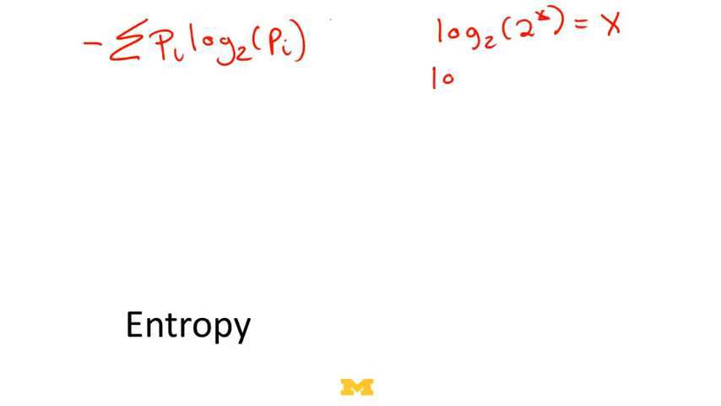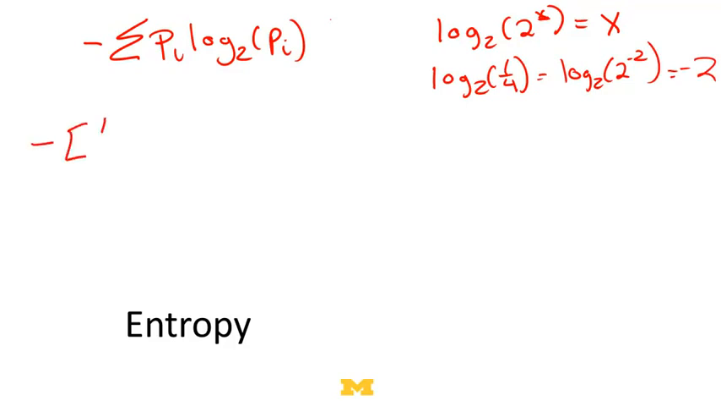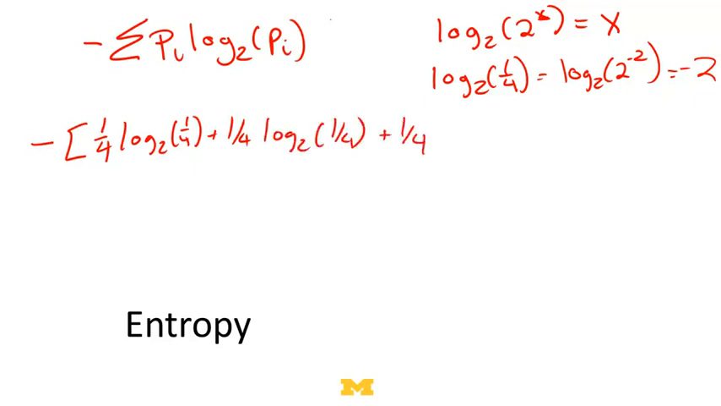So if I take the log base 2 of 1/4, that's going to equal the log base 2 of 2 to the minus 2, right? Because I can write 1/4 as 2 to the minus 2. So that's just equal to minus 2. So if we take our example we had before and computed the entropy, we'd get minus 1/4 log base 2 of 1/4 plus 1/4 log base 2 of 1/4 plus 1/4 log base 2 of 1/4, and then we got one more, plus 1/4 log base 2 of 1/4.